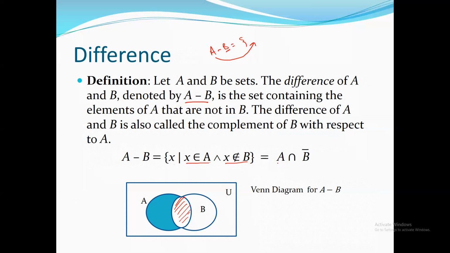And sometimes it is also called A intersection B complement, right? So you can see the B complement. What is the B complement? This is B. So B complement is everything outside this B, right? So if you take the intersection of A with B complement, you will get only this A section, that is, without the common elements.